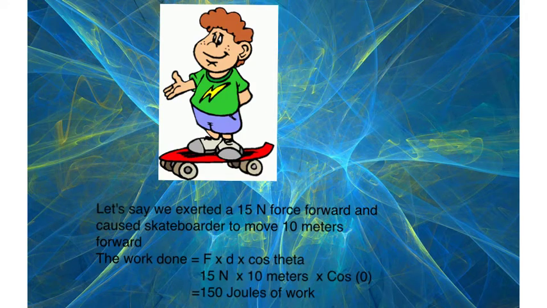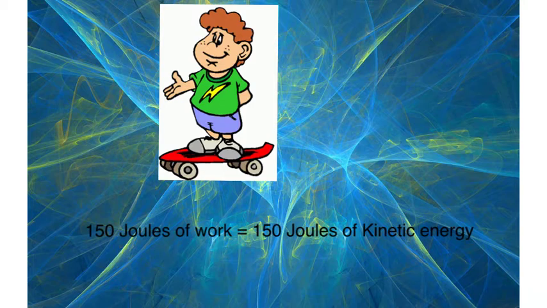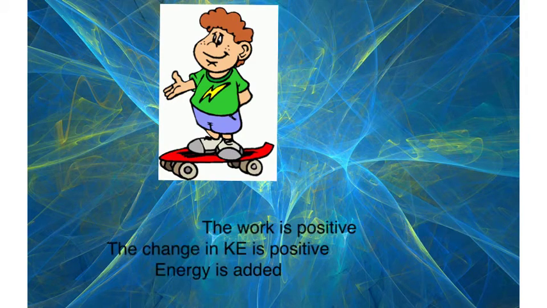Let's say we exerted a 15 Newton force forward and we caused the skateboarder to move 10 meters forward. We can use the work equation, which is force times displacement times the cosine of theta, and the force was 15 newtons, the displacement 10 meters, and since the force was in the direction of the movement, the angle between them was 0, so the cosine of 0 is 1. We did 150 joules of work. And now we know that 150 joules of work is equal to the 150 joules of kinetic energy that we increased in the skateboarder.